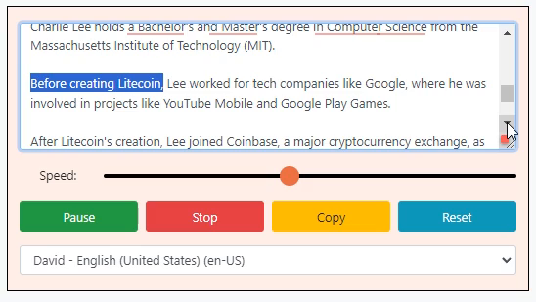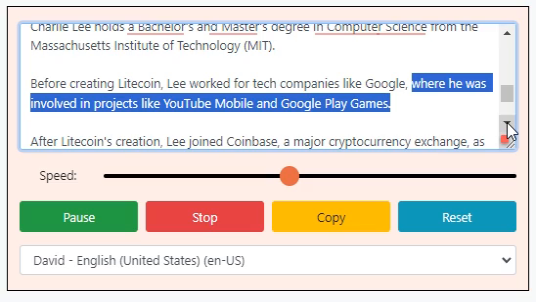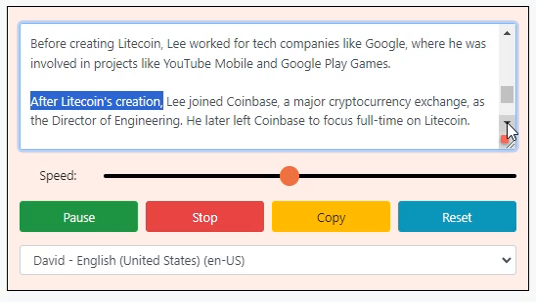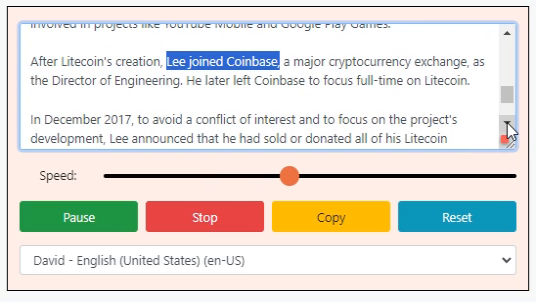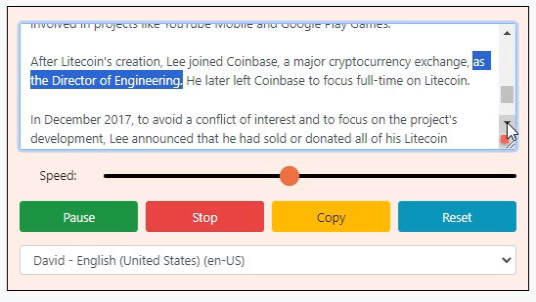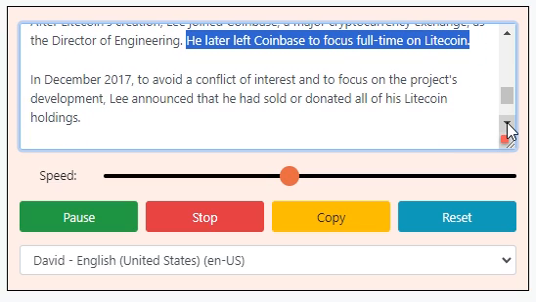Before creating Litecoin, Lee worked for tech companies like Google, where he was involved in projects like YouTube Mobile and Google Play Games. After Litecoin's creation, Lee joined Coinbase, a major cryptocurrency exchange, as the director of engineering. He later left Coinbase to focus full-time on Litecoin.